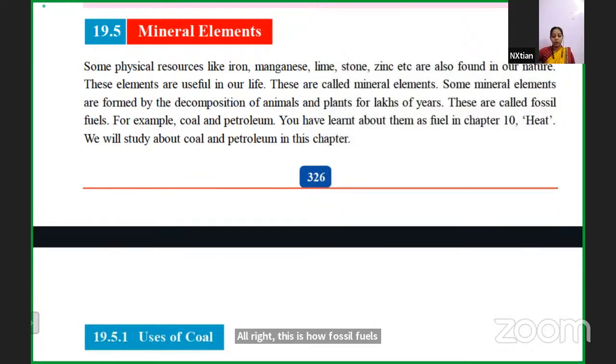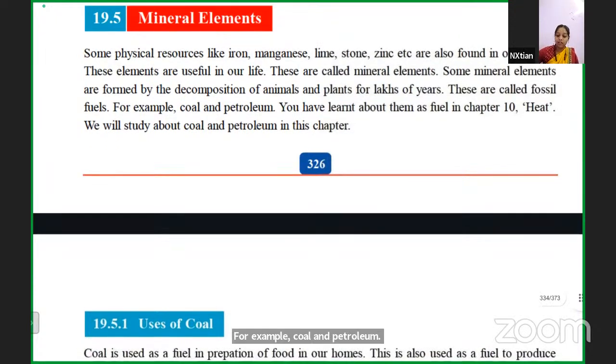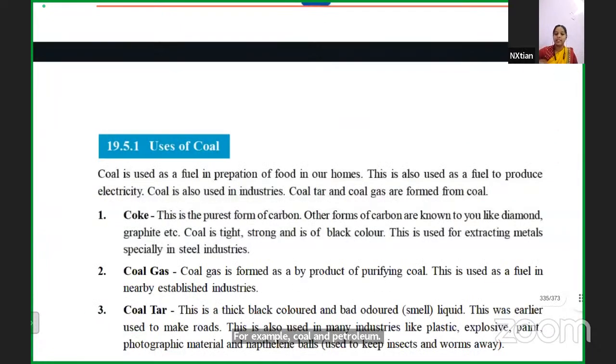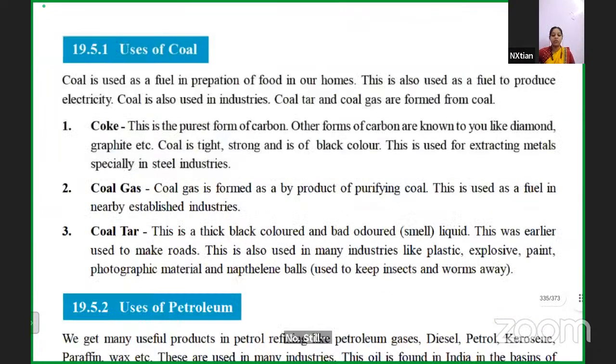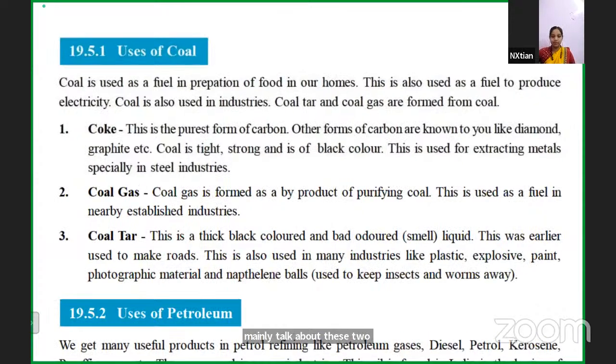For example, coal and petroleum. Now, we'll mainly talk about these two fossil fuels here, coal and petroleum. Let's talk about coal. We know that coal is used as a fuel in preparation of food in our homes. This is also used as a fuel to produce electricity, to produce heat. Coal is also used in various industries.